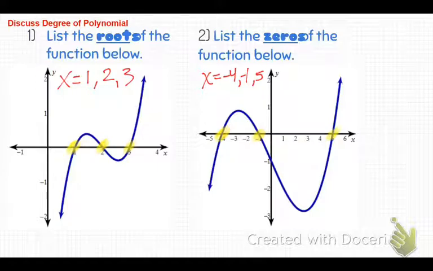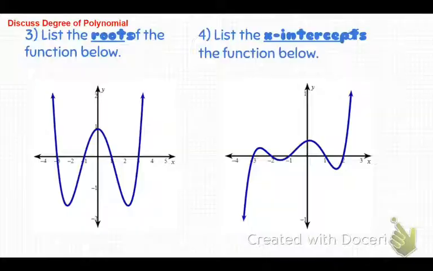Okay, next. My next slide is going to be 3 and 4. So graphs 3 and 4 on your paper. Do these graphs look the same as 1 and 2? No. What do we notice instead? Yeah, there's more intercepts, right? Or it goes through the x-axis more times. On number 3, it says list the roots of the function below. How many roots do I have?